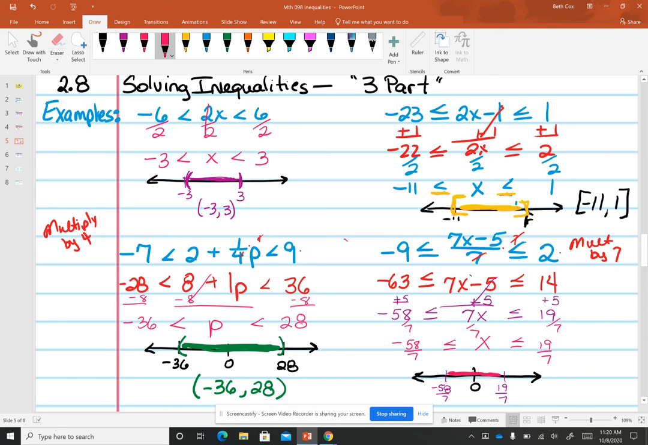All right, so now do we have equals this time? Yes. So I'm going to have a bracket here because I have an equals. And this one is equals, so I'm going to have a bracket too also. So my answer in interval form looks like that.